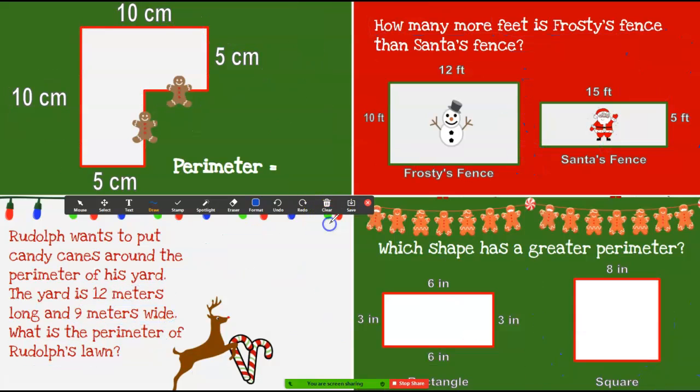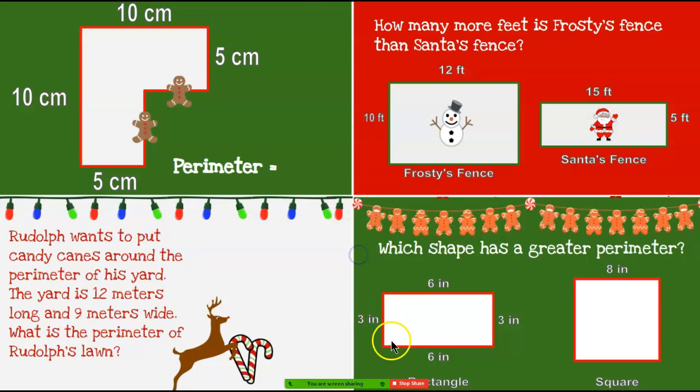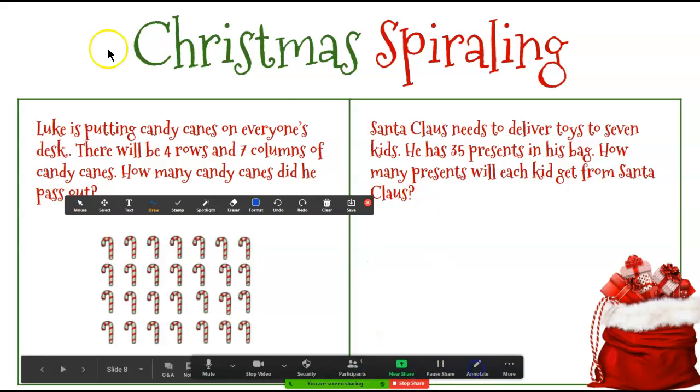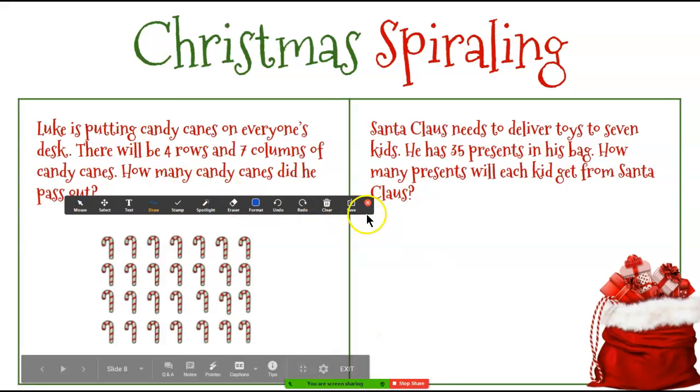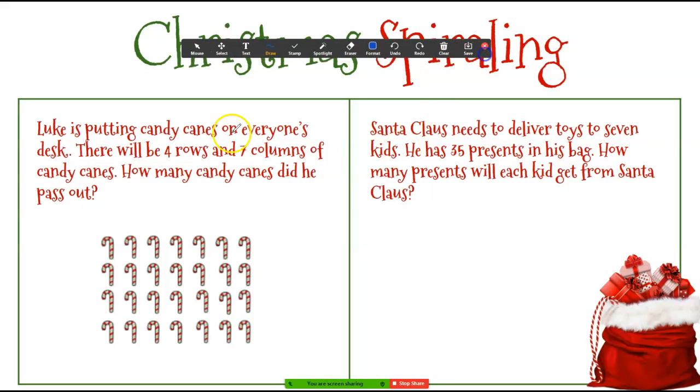Okay, so we're going to go and clear this. And we're going to go to the next page. Alright. Luke is painting candy canes on everyone's desk. Putting candy canes. There will be 4 rows and 7 columns of candy canes. How many candy canes did he pass out?